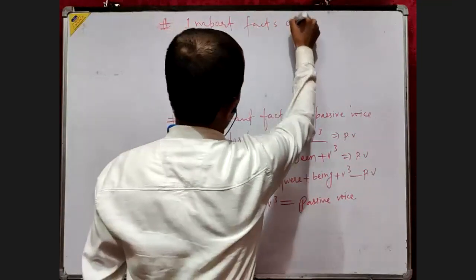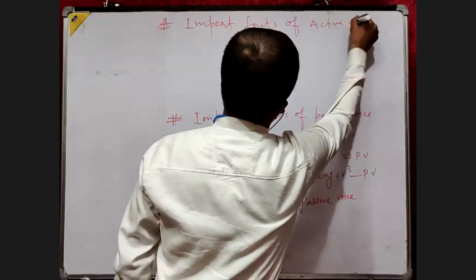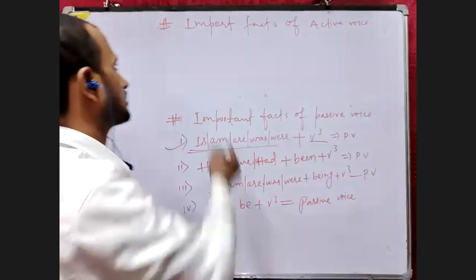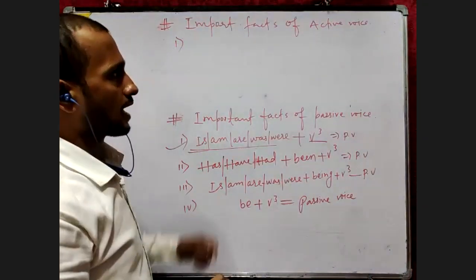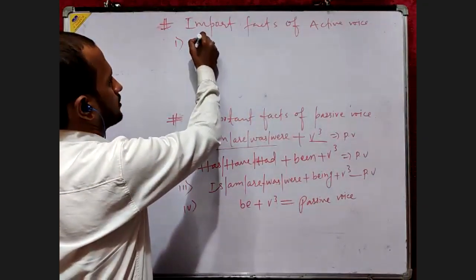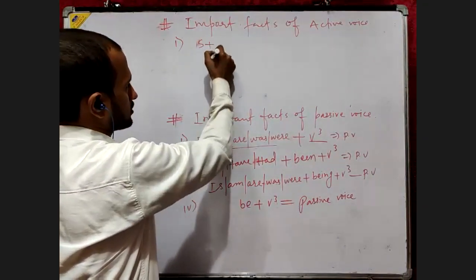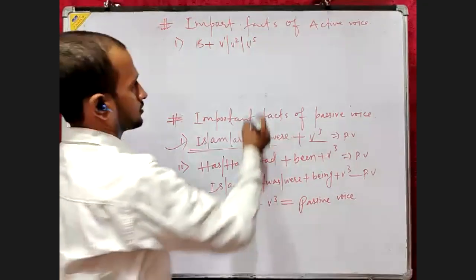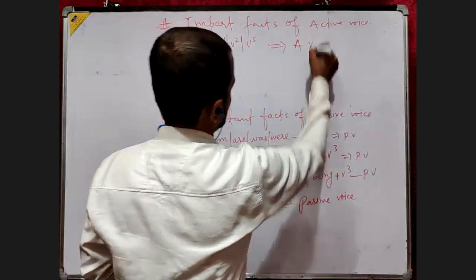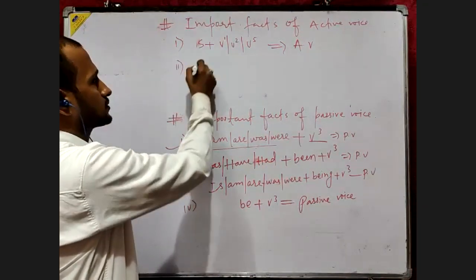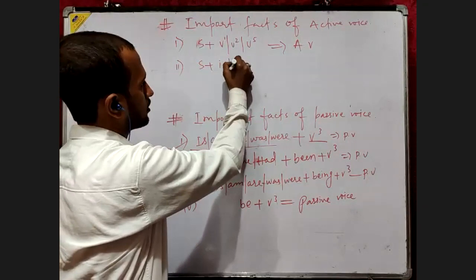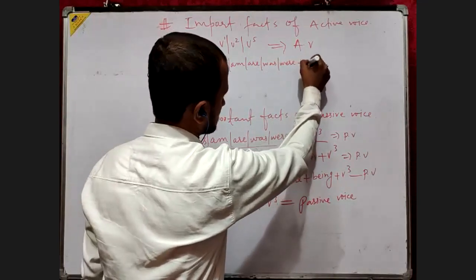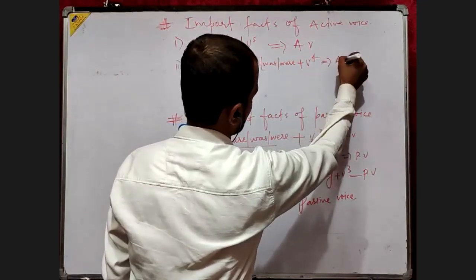How can you identify whether this sentence is in active or passive? First, for active voice: after the subject, if you are looking at V1, V2, V5, it means it will be active voice. Second thing, after the subject is, am, are, was, were plus V4, it means it will be active voice.